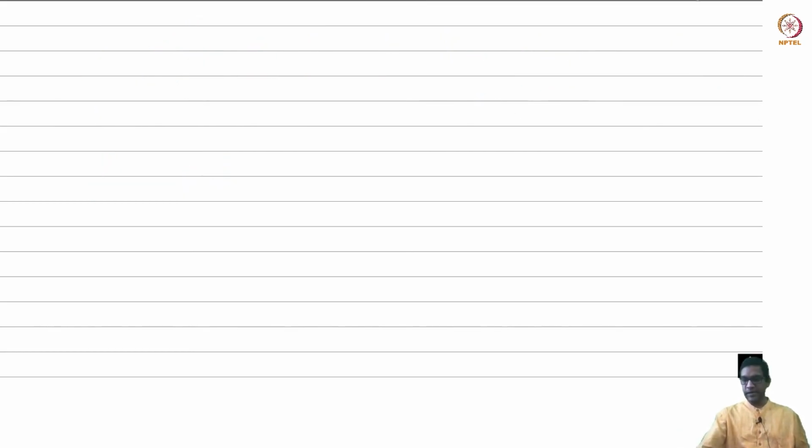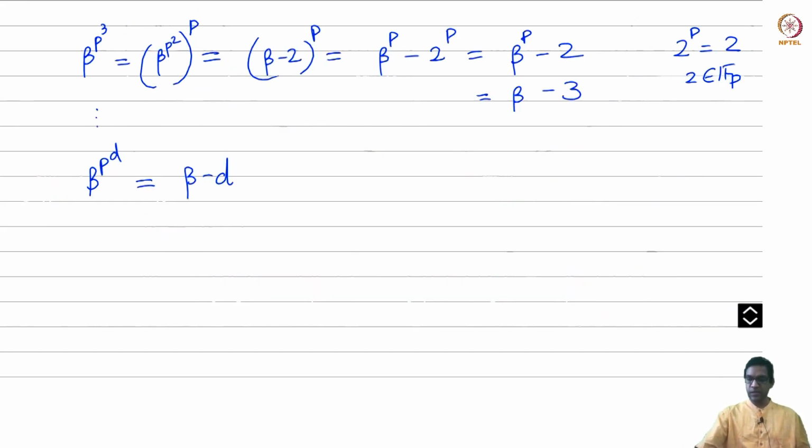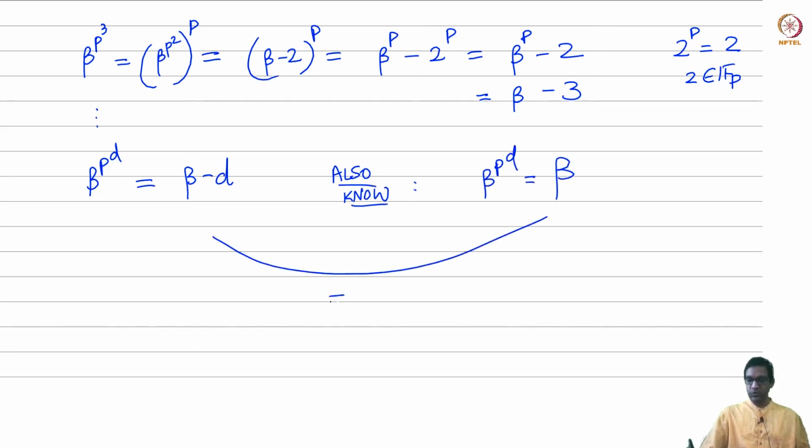So I've repeatedly iterated my second equation and concluded that beta to the p to the d is beta minus d. On the other hand, we also know the first equation, which says that beta power p power d is beta. Now how can these two equations be true? Well, this means automatically that d is 0, but observe that can't happen. Why not? Because d is a number strictly between 1 and p, so it can't happen that d is 0 in this field.